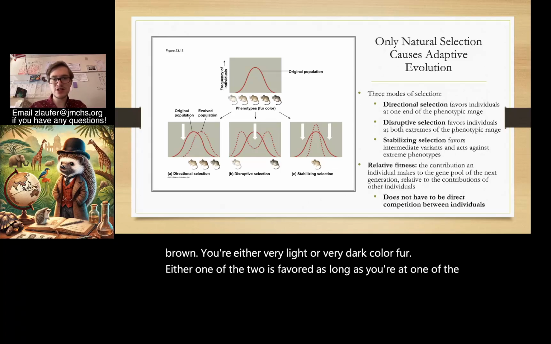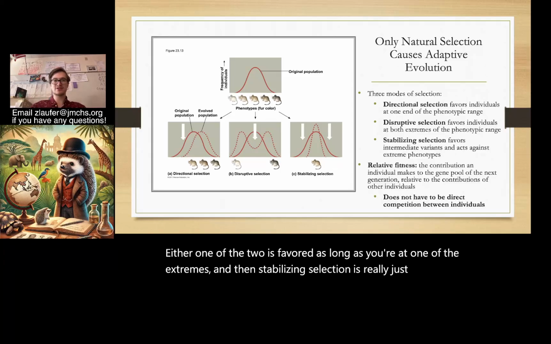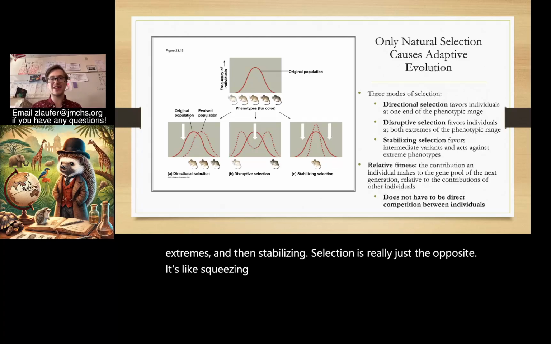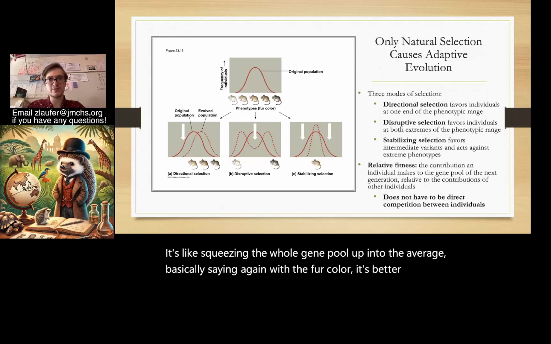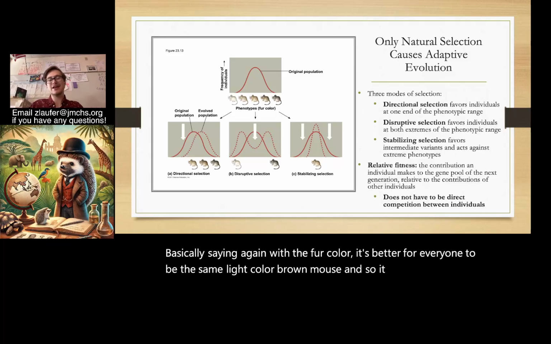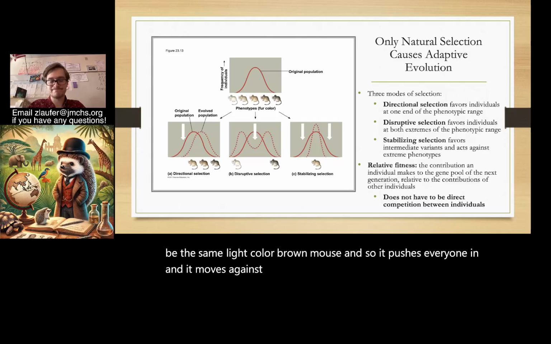And then stabilizing selection is really just the opposite. It's like squeezing the whole gene pool up into the average. Basically saying, again, with the fur color, it's better for everyone to be the same light color brown mouse. And so it pushes everyone in and it moves against the extremes. It just depends on the situation you're in.